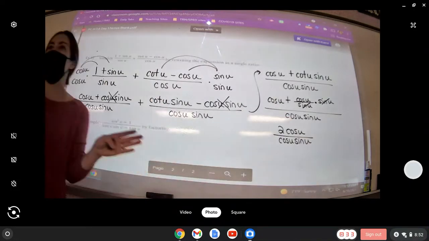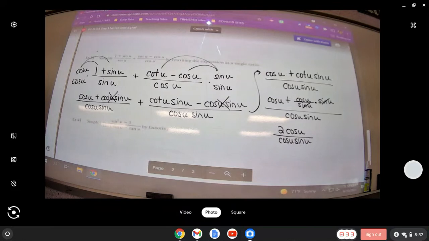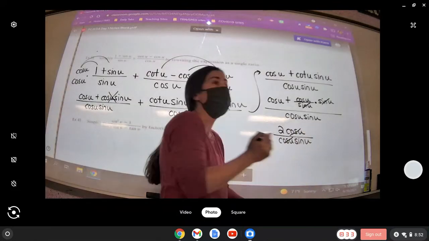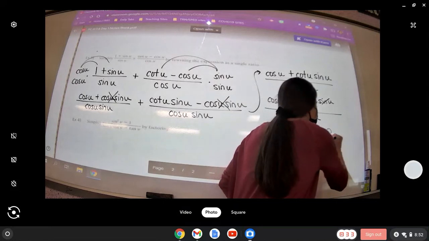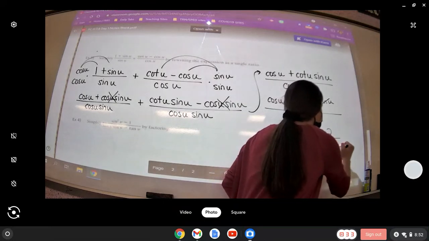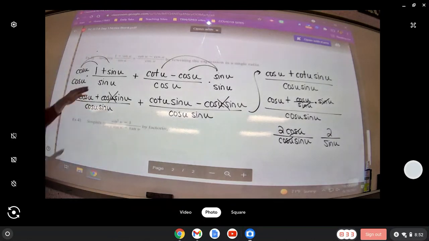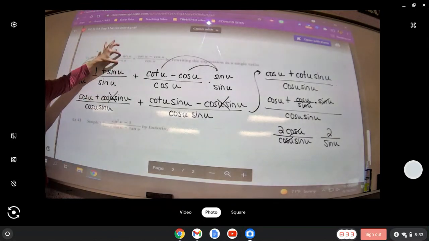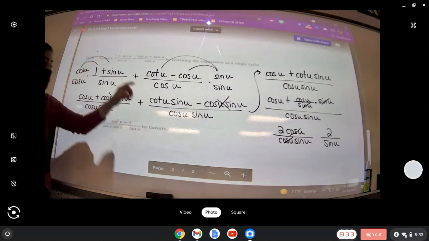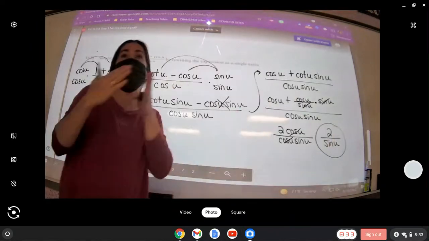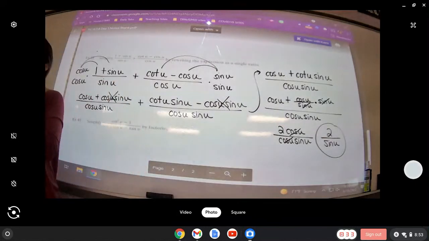Well, now I have no more adding and subtracting. I'm literally just multiplying and dividing. So now I can cancel the cosine u and the cosine u, and you are literally left with 2 over sine u. Okay? So, guys, think about it. Would you rather have to plug angles into this expression, or would you rather plug them into this expression? This is a much simpler and equivalent expression to this one right here.